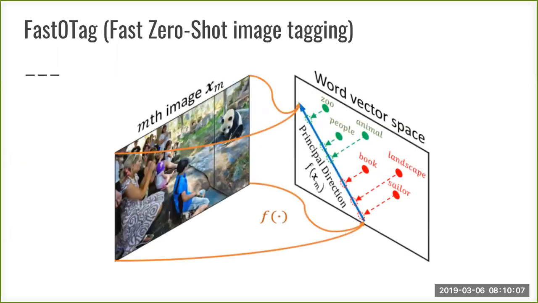Then there was this other network that actually had quite a nice idea. They would try to predict this principal direction given the image, and they also use the word embeddings, obviously. So given the image, they would try to predict the axis inside this word embedding space, such that the labels that are present on the picture will have the highest cosine similarity, and the ones that do not will have the lowest cosine similarity.